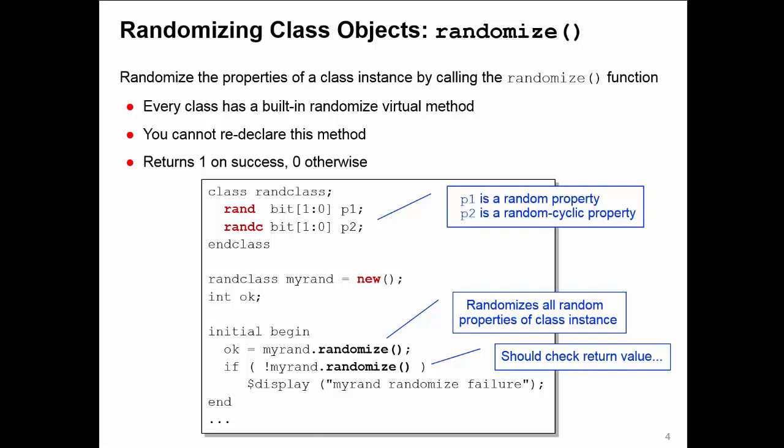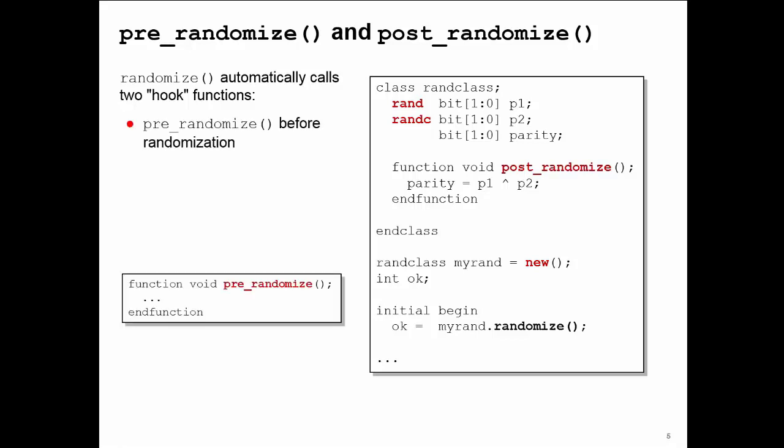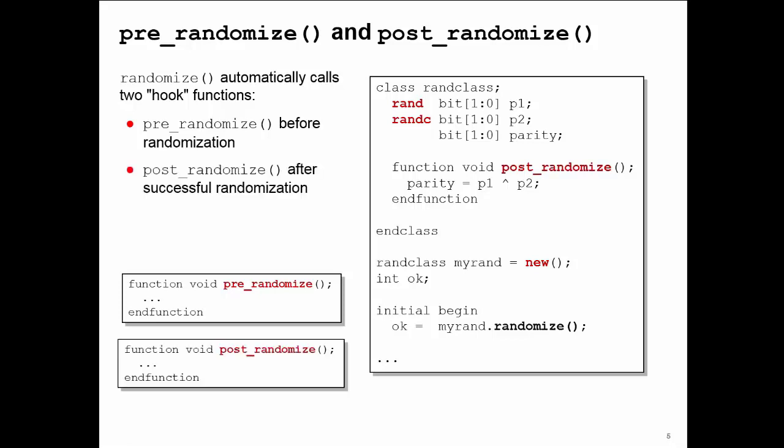to know about it. You can't redefine the randomize method, this is built in, but when you call randomize, this automatically calls 2 hook functions or callback methods. So first of all, we will execute pre-randomize if we find it before the randomization takes place. And then after randomization occurs, if that's successful, we'll look for and execute a post-randomize function. So what you can do is define these methods inside of your class, and they're automatically executed as part of the randomize call.